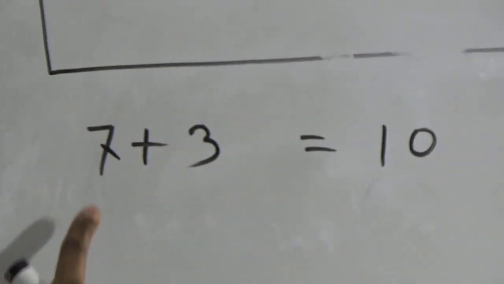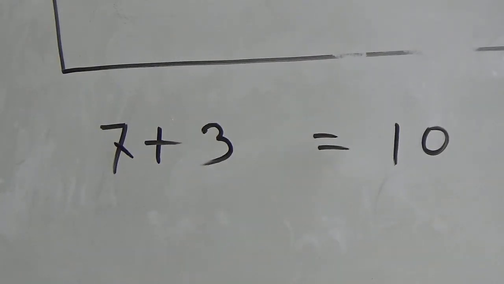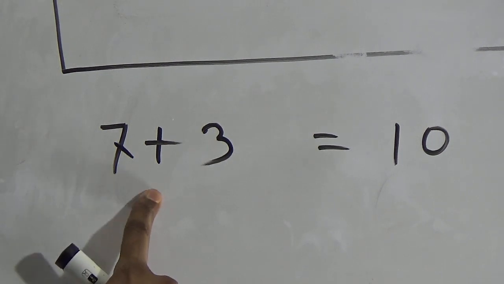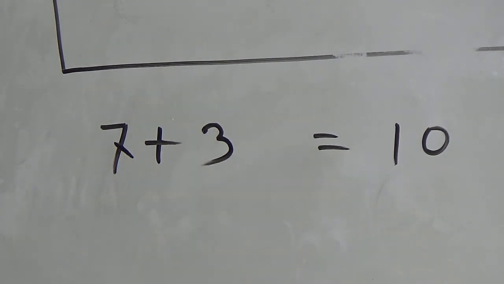Here you are watching a mathematical sentence. 7 plus 3 is equal to 10. Here left hand side is 7 plus 3. If we add 7 and 3, then it will be 10. That means left hand side 10 and right hand side also 10. That means this mathematical sentence is a true sentence.